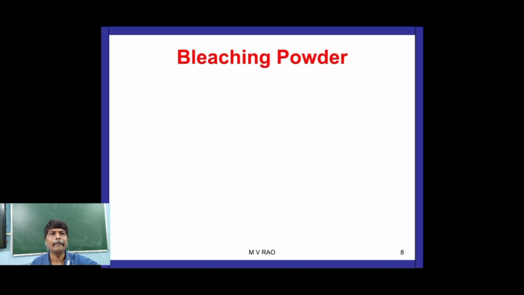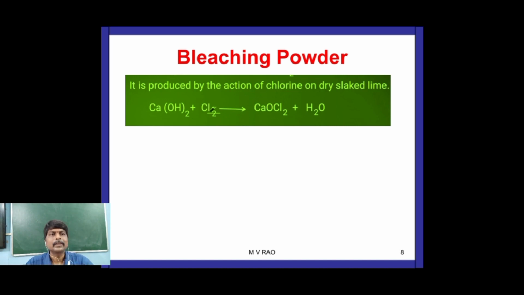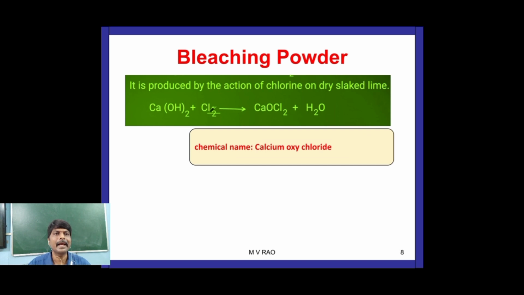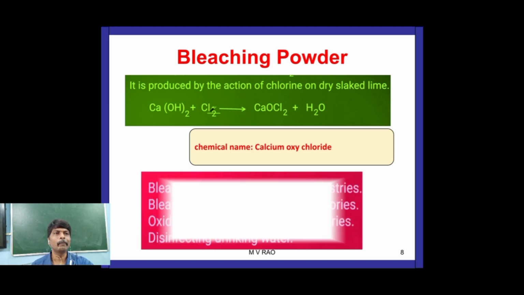Now we will see next one, bleaching powder. Bleaching powder formula is CaOCl2, calcium oxychloride. So bleaching powder chemical name is calcium oxychloride. So how to prepare bleaching powder? Bleaching powder is produced by the action of chlorine on dry slaked lime. When chlorine gas reacts with dry slaked lime, bleaching powder is formed. Ca(OH)2, the formula of slaked lime, reacts with Cl2, chlorine gas, to give CaOCl2, called bleaching powder. One more product, H2O.